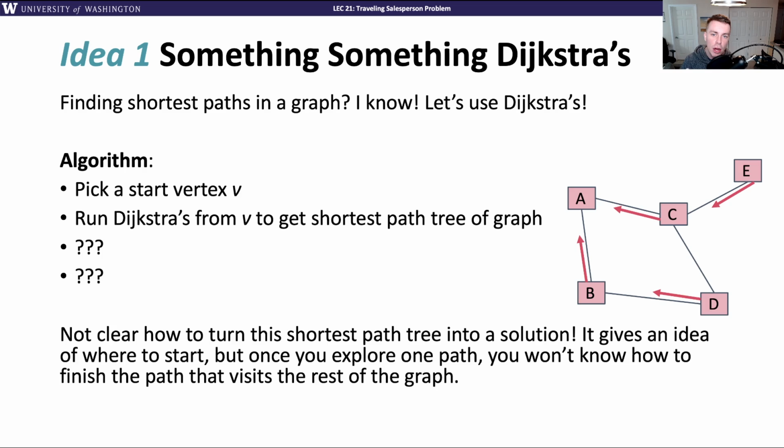You might have an idea of where to start. Like maybe you could say, oh, go from A to B to D because that was part of the shortest path tree from A. But then now you're at D, and this shortest path tree doesn't really tell you anything about how to explore from D. So this thing gets really complicated really fast, even for simple graphs.